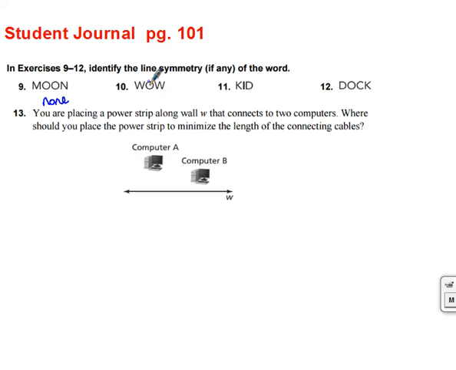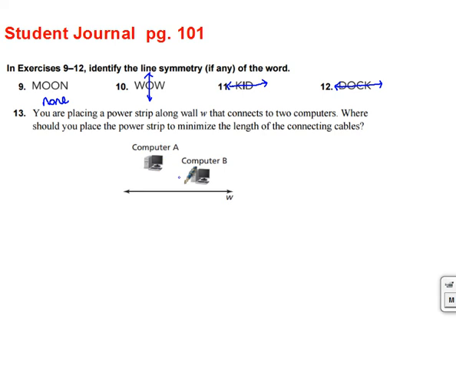Now, wow, if I drew a line straight down the O in WOW, if I folded over this, do you see how the O would land on its other half and the W would reflect over here? That has a perfect line of symmetry right there. KID, if you fold it in half, the K will fold over on itself, the I will, and the D will. It will match up perfectly. So this has one line of symmetry. And then DOC does also, because the C and the K, the O, and the D will all fold over onto themselves.